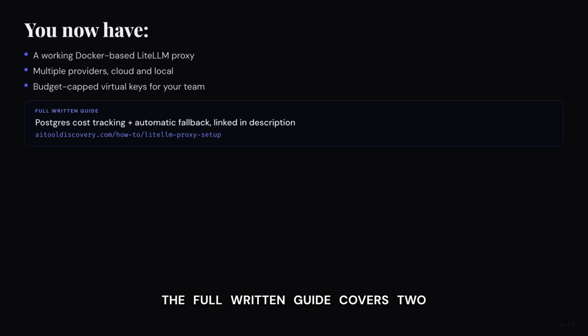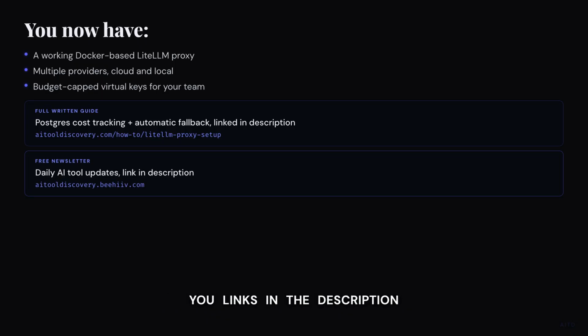The full written guide covers 2 more things this video didn't: connecting Postgres for permanent cost tracking, and setting up automatic fallback between providers if one starts rate limiting you.